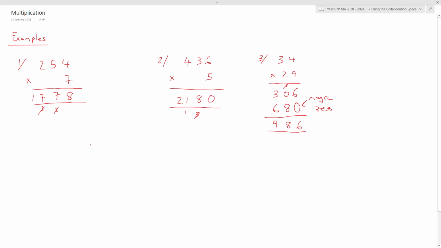I'm going to do it down here. Question number 4. 147 times 15. And remember, we draw one line and we do 5 sevens. 5 times 7, that's right, 35. So 5, carry the 3. 5 fours, 20 plus 3, 23. Cross that out, carry the 2. And 5 ones are 5, plus the 2 is 7.